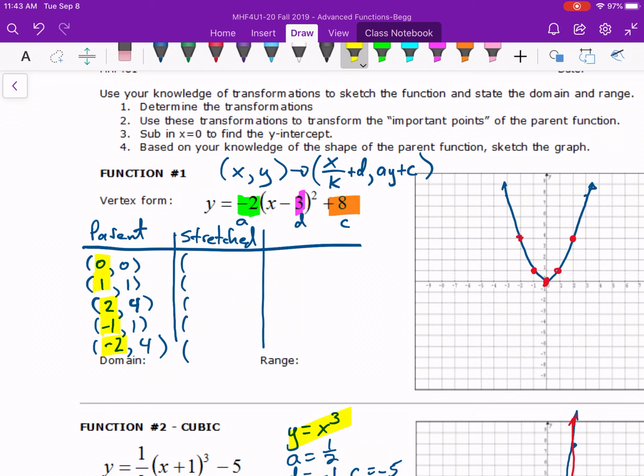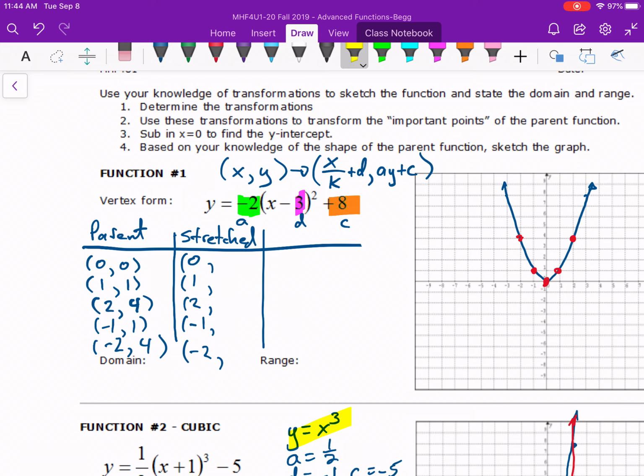All right? So what do I want to do with them? Well, if I look at the transformation formula, I want to divide all my x values by k. What was k in this case? K was 1. So dividing by 1 is going to make no difference. In other words, I'm going to divide all these by 1, and therefore really not do anything to them. So I'm still going to have 0, 1, 2, -1, and -2. Sometimes that happens. Sometimes you don't change anything.